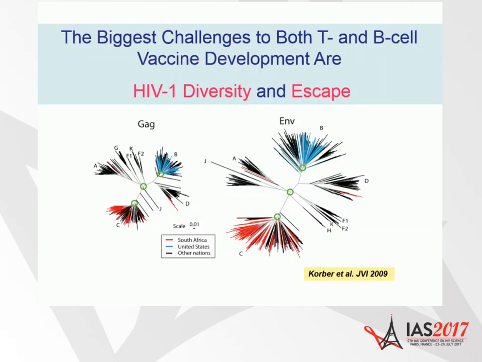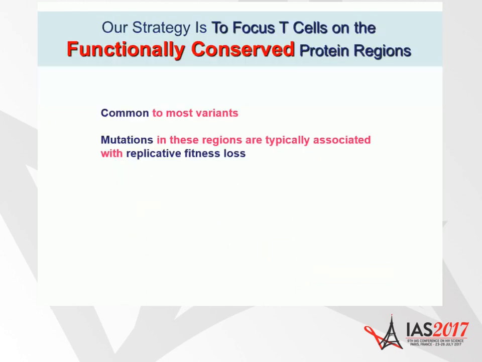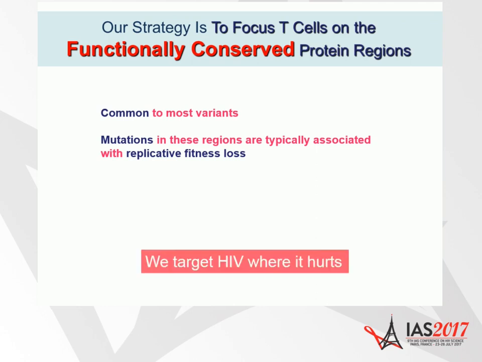So the biggest challenge for both antibodies and T cell induction are HIV diversity and escape. And there are various approaches for how to deal with variability. Our strategy is to focus the T cells induced by vaccines on the conserved regions of the HIV proteome. These conserved regions are common to most variants, and mutations in these regions are typically associated with replicative fitness cost. So we are targeting HIV where it hurts.